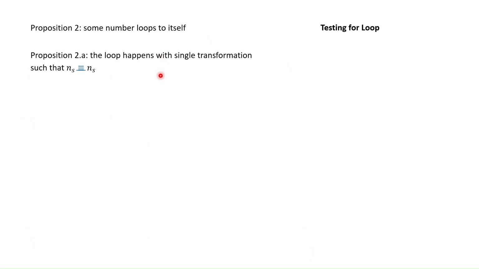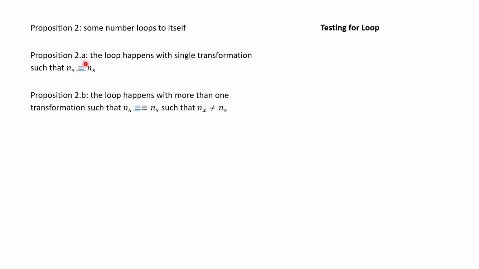Okay, now we have a proposition that some number possibly loops to itself. Now there are 2 ways it can loop. One is it transforms directly to the same number. Second, it goes through multiple transformations. The sign represents transformation, it is directly transforming. Double equivalence means it takes more than one step to transform, such that nx is not equal to ns. So this is an important condition we need to keep in mind.